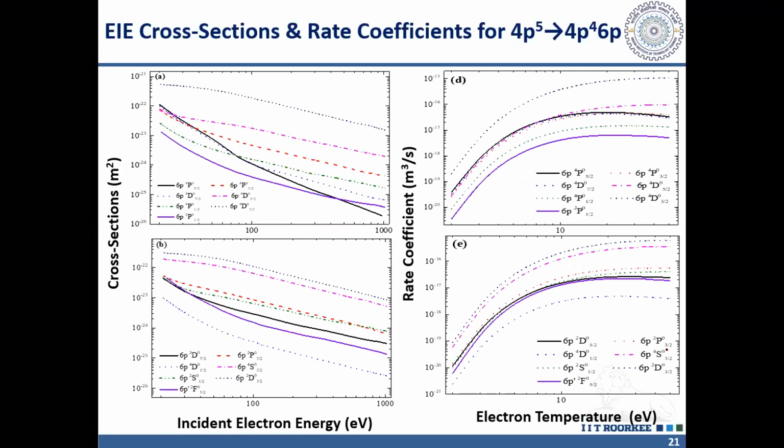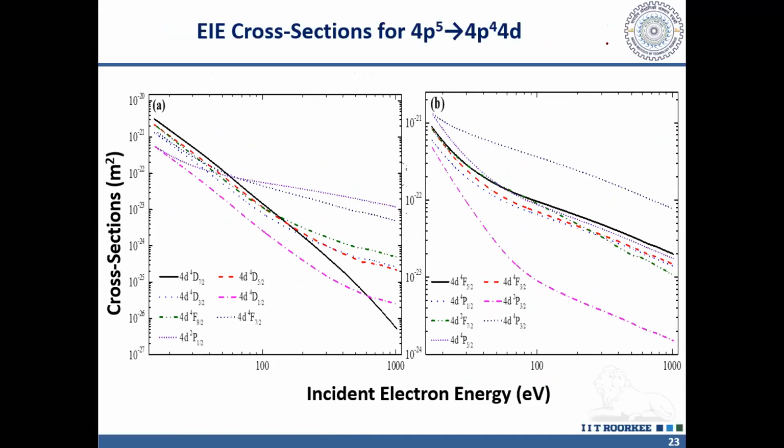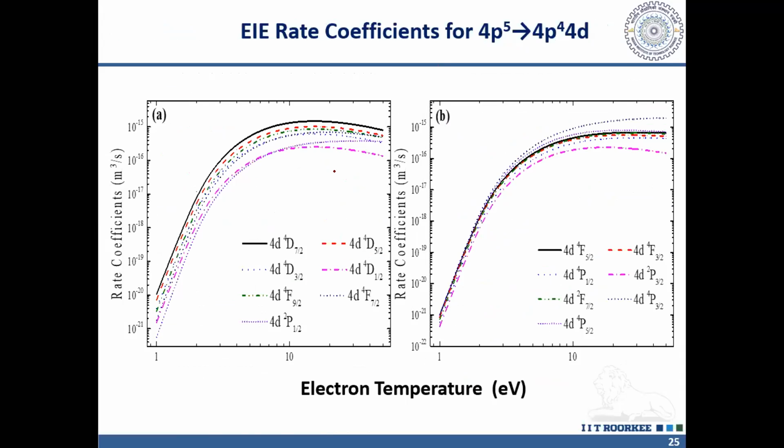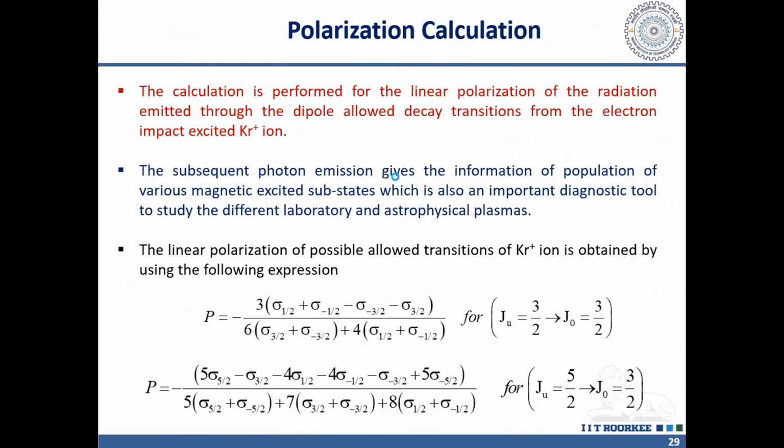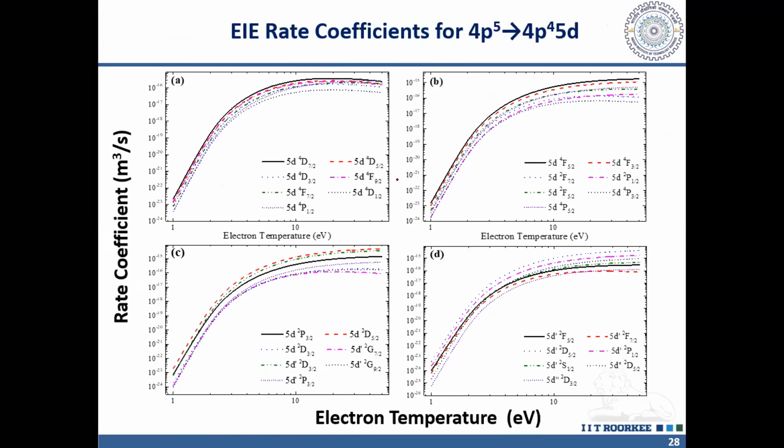Okay, and these are the results for the excitation from ground state to the 4p4 6p excited state, and these are the results for the excitation from ground state to the 4p4 4d excited state. These are the rate coefficient results, and these are the cross section results from ground state to the 4p4 5d excited state. So with these cross section and rate coefficient results, we will develop a collisional radiative model for the krypton plus ion.